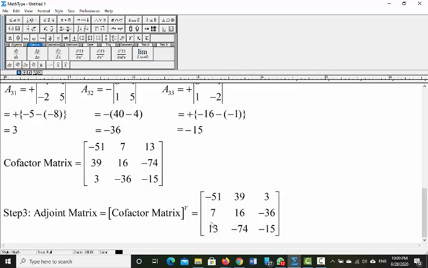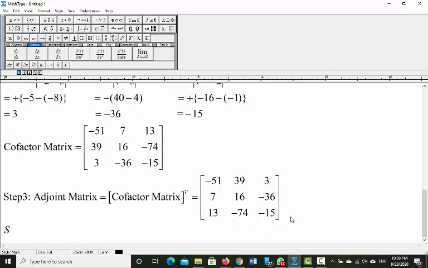Let us revise. Right, 3, minus 36, minus 15. Right, perfectly correct. Now step 4, the final step. In step 4 we will find the inverse matrix.